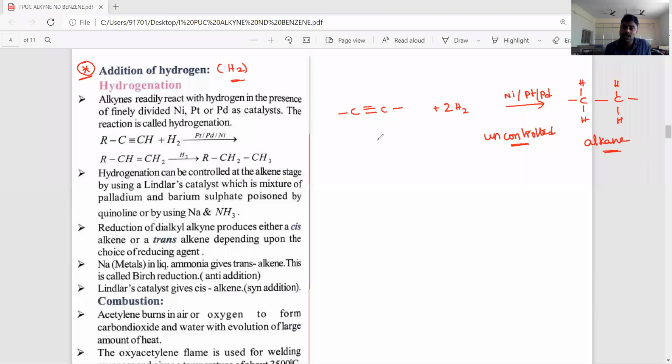And another one is controlled reduction or controlled addition of hydrogen atoms. This also we have discussed. What are the products? Cis and trans alkenes. One is Lindlar's catalyst. The second one is the Birch reduction reaction. First one is Lindlar's catalyst.